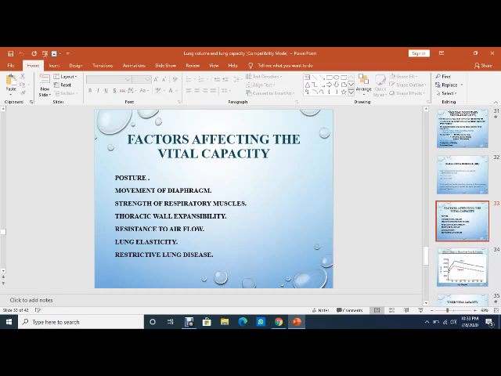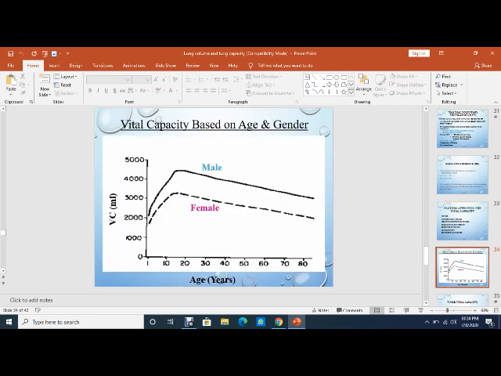I already told you, when two or more volumes are added together, the sum is known as vital capacity. Factors affecting it: movement of the diaphragm, strength of respiratory muscles, thoracic wall expansibility. When our thoracic wall expands, that affects the vital capacity. Also resistance to airflow, lung elasticity, and restrictive lung disease. Vital capacity also varies with age and gender: in females it is lower, and males have a higher vital capacity than females.